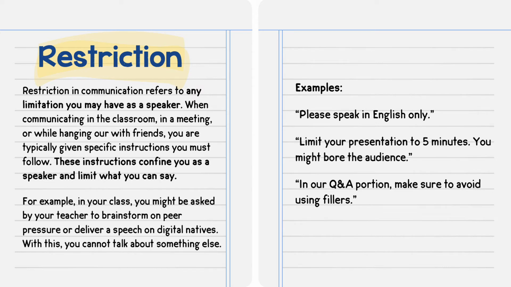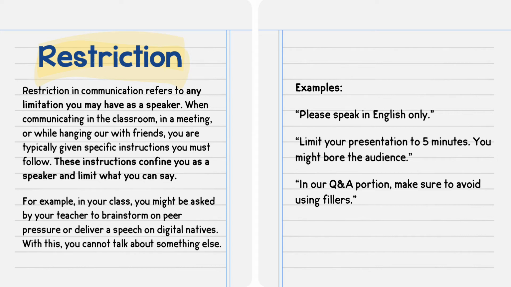Okay, so examples of this are, for example, sinabihan ka ng teacher mo, please speak in English only. Okay, so restriction yon kasi you're not allowed to speak in other languages. You're only allowed to speak in English. Another example is, limit your presentation to 5 minutes. You might bore the audience. Ano yung limitation kaya dito? Correct. 5 minutes lang. Hindi ka pwedeng mag-exceed.